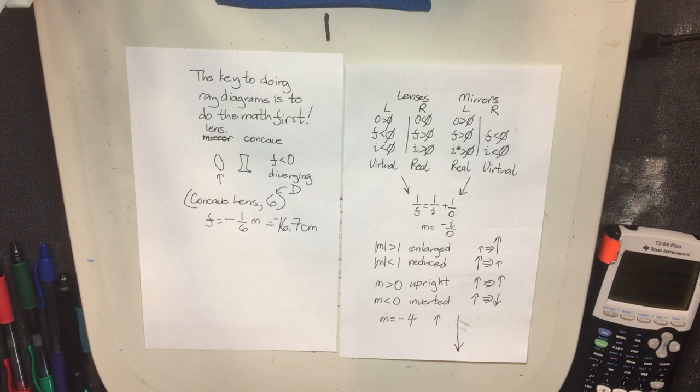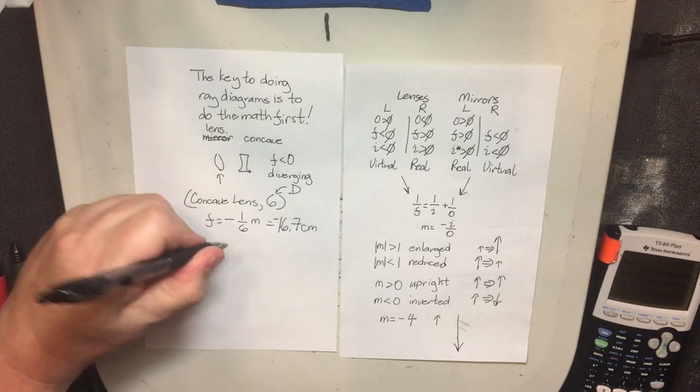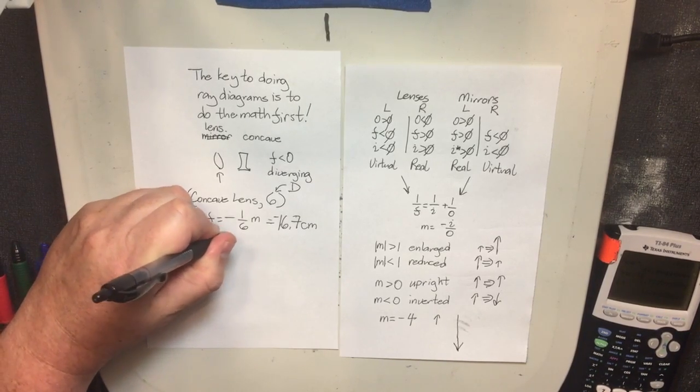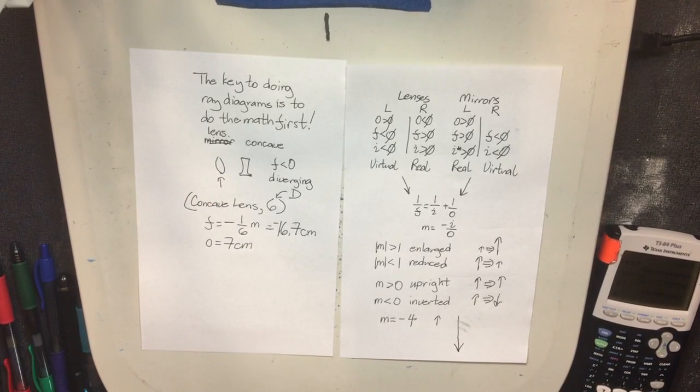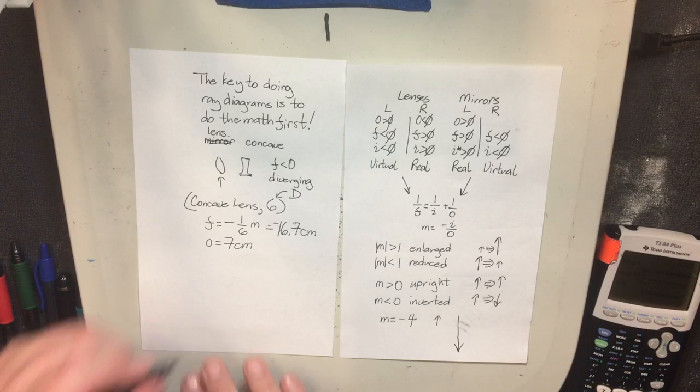Richard, what do you want as your object distance? 7? All right. So object is 7. First thing I want to do is calculate the image distance.